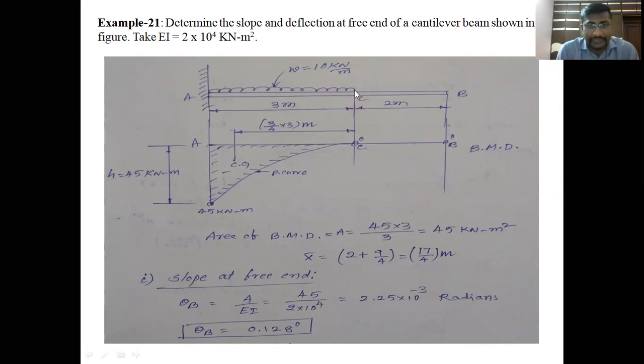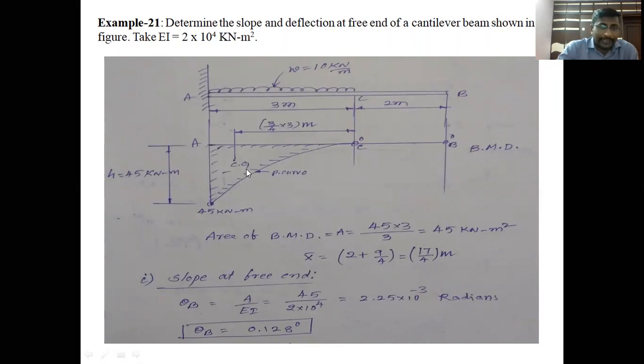parabolically. That is, it is a UDL. Whenever a UDL is acting, the bending moment diagram is a parabolic curve. It varies across the section with respect to x square. That's why I'm joining 0 and 45 with a parabolic curve and closing the curve to point A. This is the bending moment diagram.